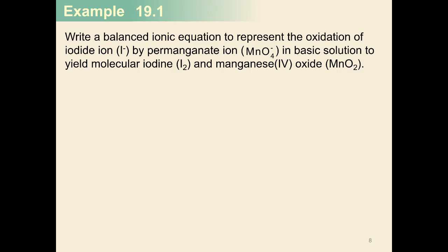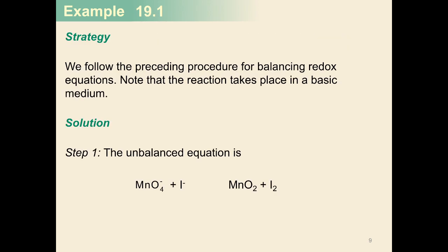What's the balanced ionic equation to represent the oxidation of iodide by permanganate in a basic solution to yield molecular iodine and a manganese oxide? So this one is in a basic solution, which is a good way to practice balancing redox for a basic solution. Again, we follow the steps in balancing a redox equation.